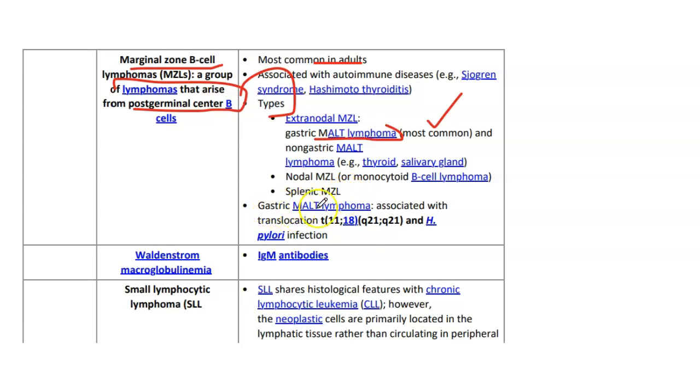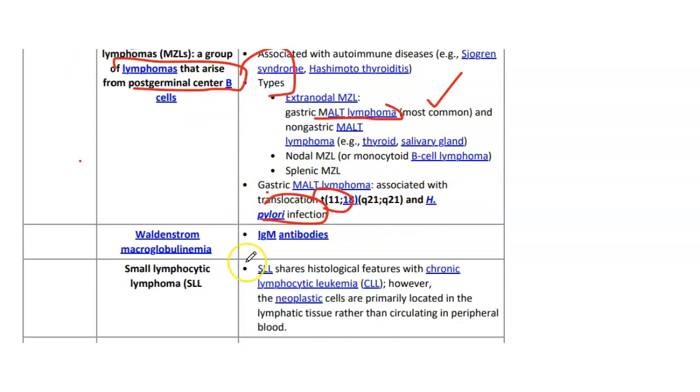Gastric is associated with translocation 11-18 and H. pylori infection. So we have extranodal, nodal, splenic, and gastric MALT lymphoma, which is associated with translocation 11-18. Then we have Waldenstrom macroglobulinemia, where IgM antibodies are elevated, and the last one is small lymphocytic lymphoma.